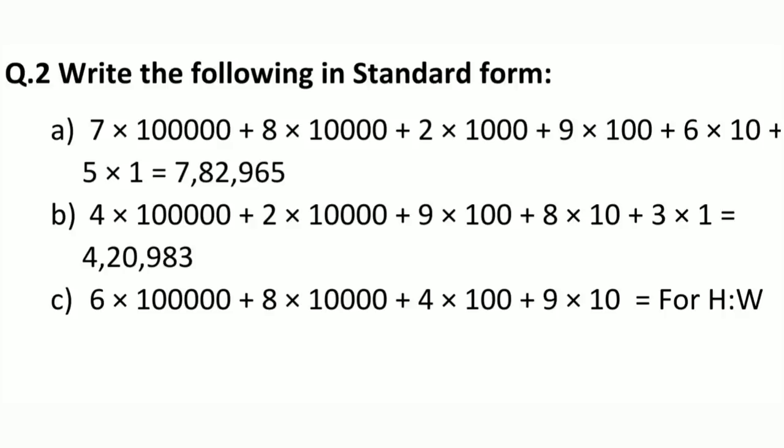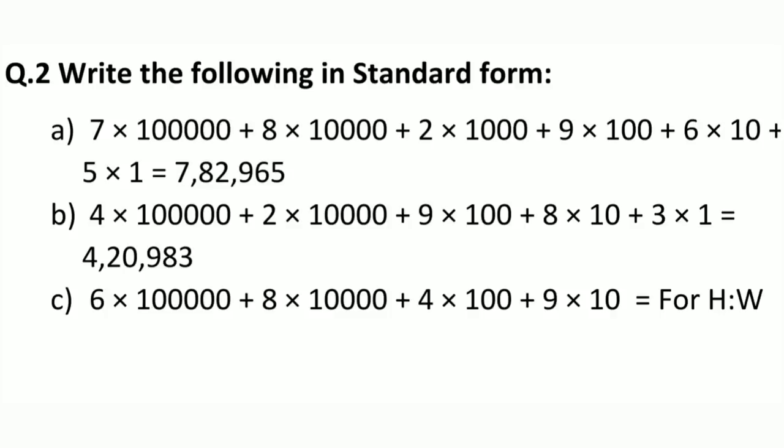The B part is 4 into 1 lakh plus 2 into 10,000 plus 9 into 100 plus 8 into 10 plus 3 into 1. Now let's write the face values for each of them. For 4 into 1 lakh, the face value is 4. For 2 into 10,000, face value is 2. One thing you have to keep in mind is that here the 1000 place is missing. So we put a 0 in place of 1000. Moving on to 9 into 100, the face value is 9. 8 into 10, face value is 8, and 3 into 1, face value is 3.